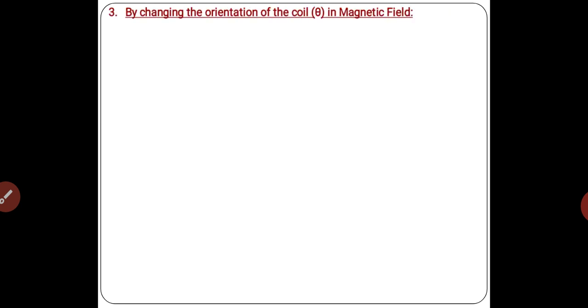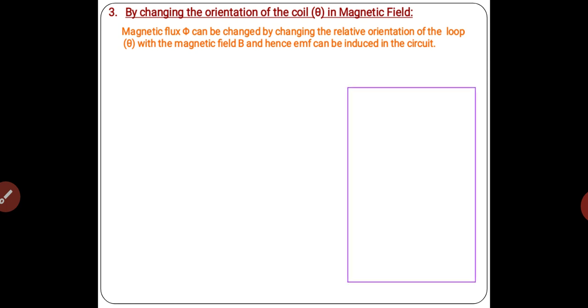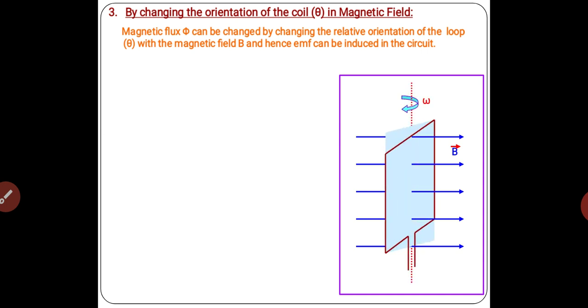And one more method is by changing the orientation of the coil in the magnetic field. The magnetic flux φ can be changed by changing the relative orientation of the loop with the magnetic field B, and hence EMF can be induced in the circuit. This is the applied uniform magnetic field B. This is the rectangular coil PQRS.